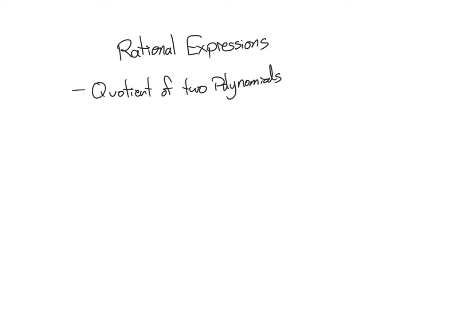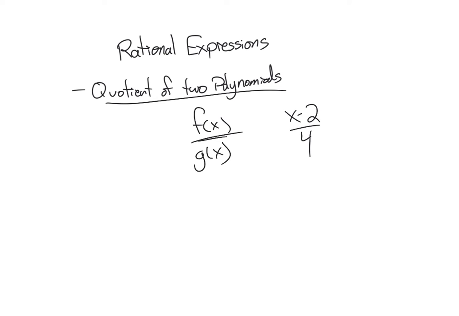In this video, we're going to look at rational expressions. A rational expression is the quotient of two polynomials. So, for example, you have f of x over g of x. Often they're written as a fraction or a ratio. So some examples would be like x minus 2 over 4, x over x squared minus 1, and so on.